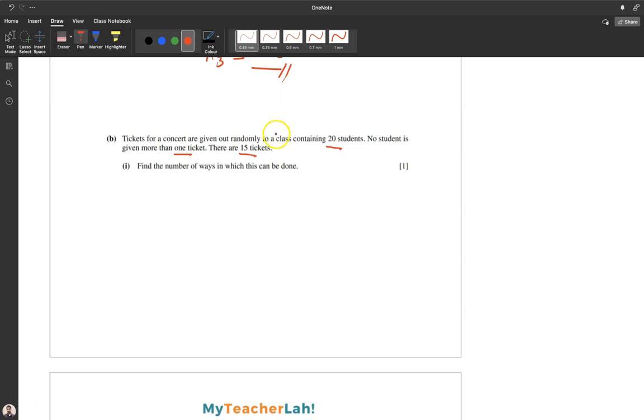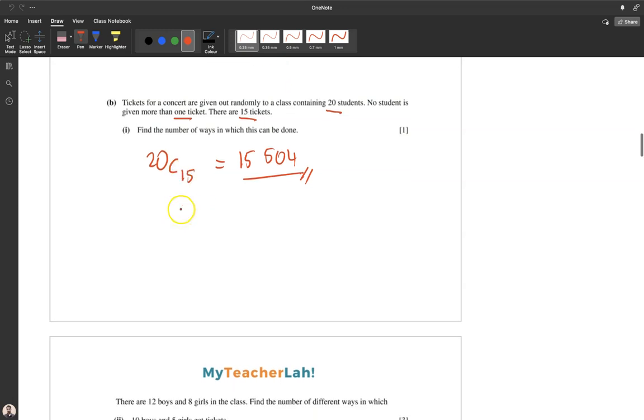This is combination. We have 20 students in the group, but I have only 15 tickets, so I can only choose 15 students. Therefore, this should give me 15,504. For combination and permutation, you can actually use the calculator. You will have to use the calculator anyway. Right, let's go on.